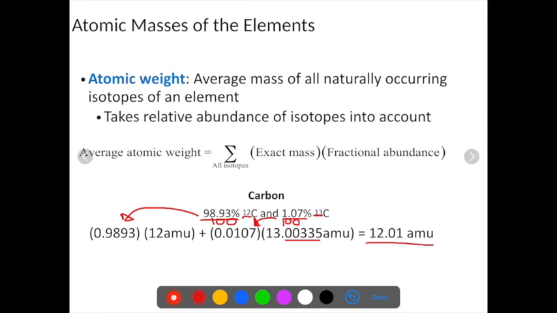Our numbers should lie in between the isotopes. So here we have carbon 12 and carbon 13, so the average should lie in between 12 and 13. But since carbon 12 has such a high percent abundance, the number should be closer to 12, and it is. That's a really great way to check yourself and make sure you did it correctly.